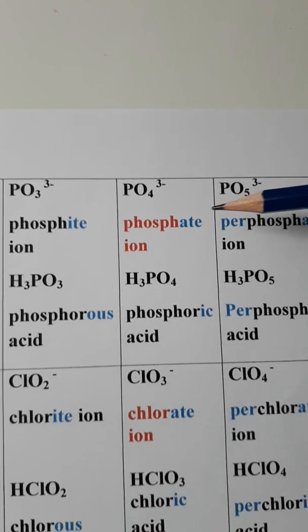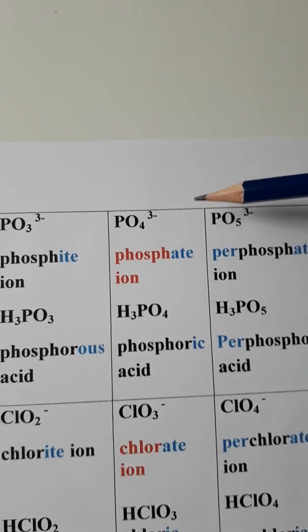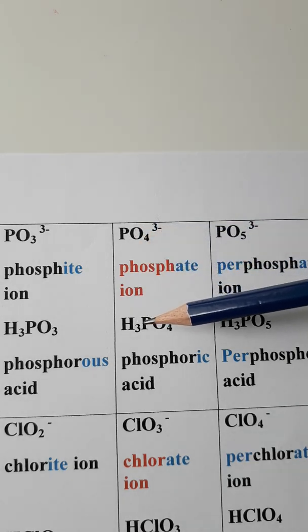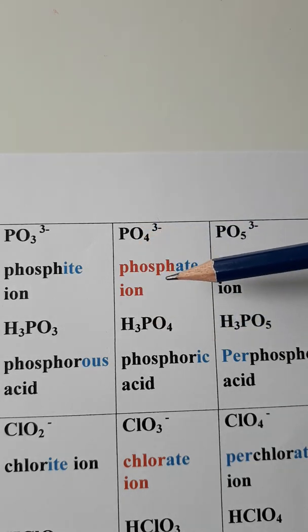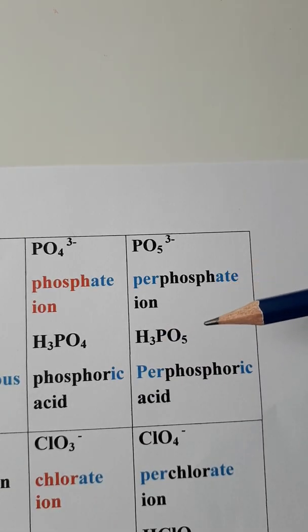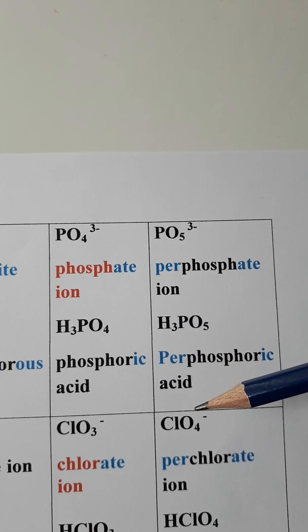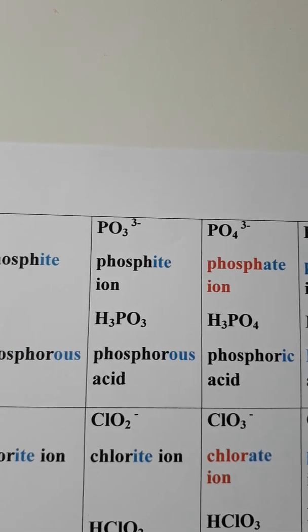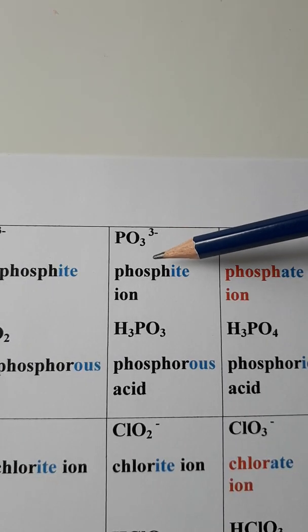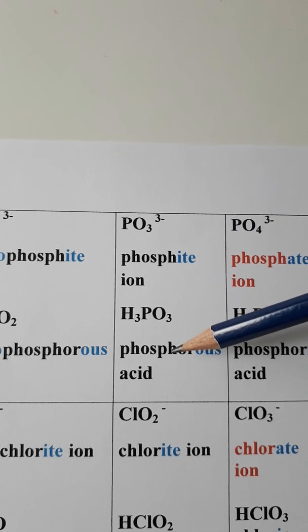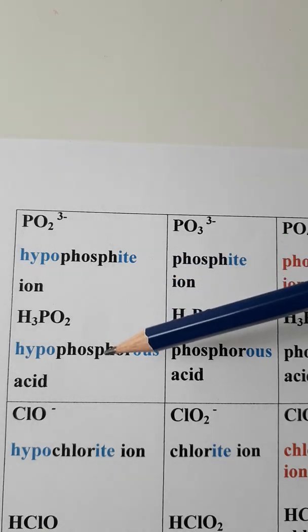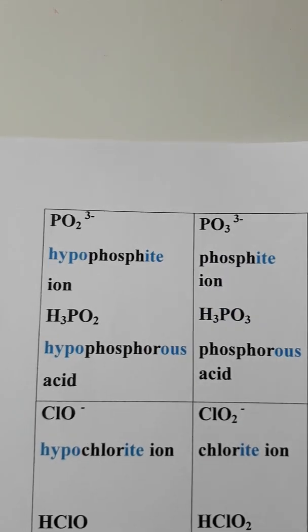If you know the phosphate ion, PO4 3 minus, put 3 H atoms there, it becomes H3PO4. Phosphate become phosphoric acid. Perphosphate become perphosphoric acid. To the left, remove 1 oxygen from the phosphate. Phosphite ion become phosphorous acid. And the next one, hypophosphorous acid.